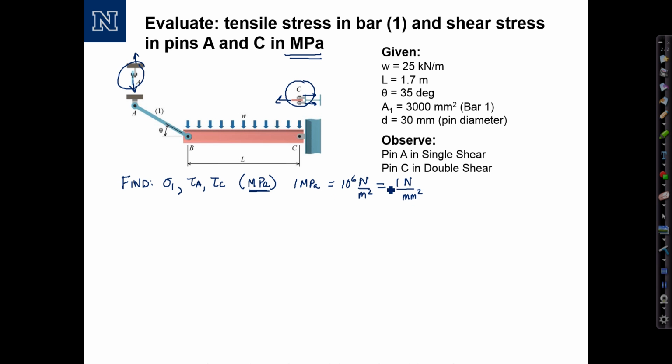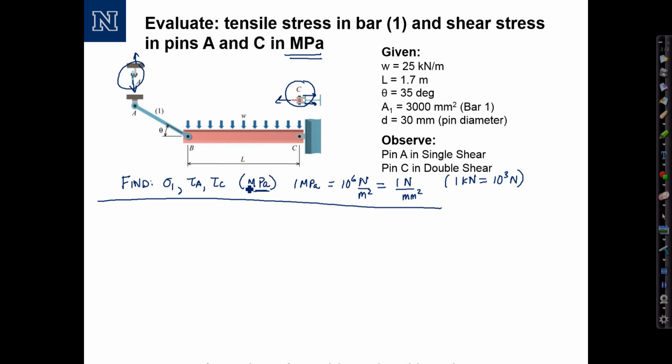Therefore, if I'm calculating stresses, I want to convert the forces to newtons, and I want to convert length, or area if you will, to millimeters or millimeters squared. We usually don't have to worry about the areas, but forces are often specified in kilonewtons, and we'll use the conversion factor: 1 kilonewton equals 10 to the 3rd newtons. Okay, so without further ado, let's get started on this problem.